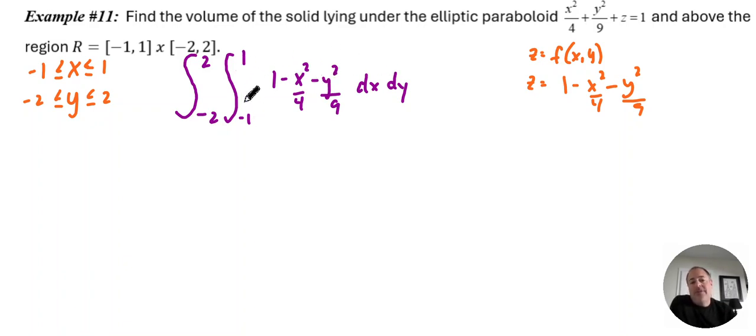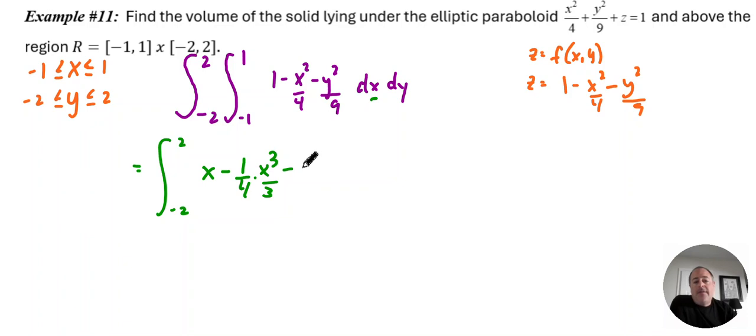Again, it does not matter the order. The reason I'm choosing this is because I like 1 better than 2, so I'm going to start with the number that's smaller. With that being said, we're going to do -2 to 2, and we're going to integrate this with respect to x. 1 obviously is a constant, so we integrate 1 as x. Then we have our 1/4, and we integrate x squared as x cubed all over 3.